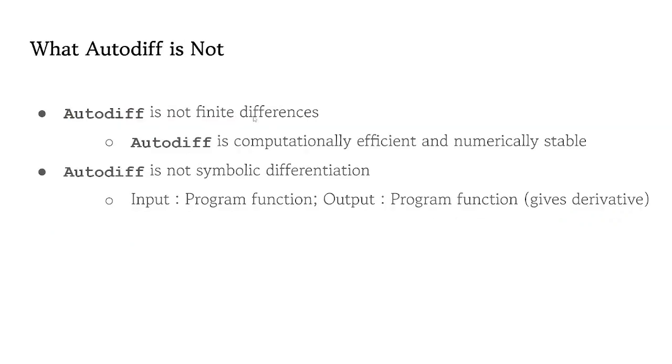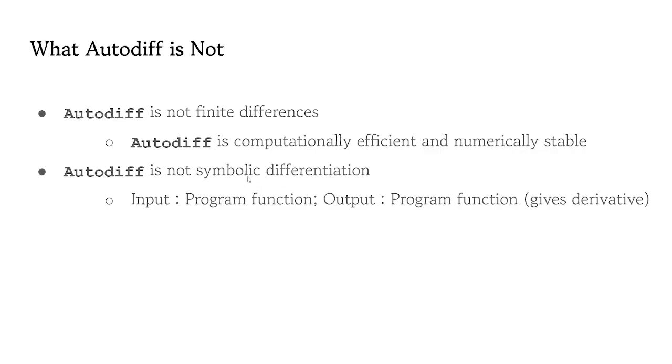Automatic differentiation is not finite differences, it's different from that. The method of finite differences would give us an approximation of the gradient, and in the case when we have a huge number of parameters, it's also very inefficient. Whereas Autodiff is much more efficient and also numerically stable. So that's a huge win over the method of finite differences. Automatic differentiation is also different from symbolic differentiation.